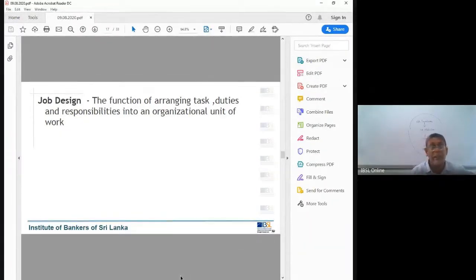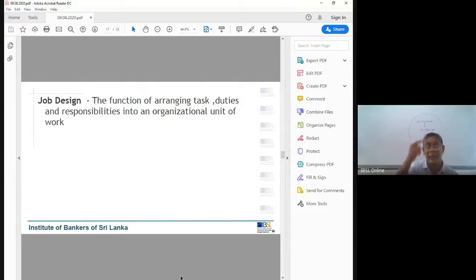successfully. So job design, therefore, is the function of arranging tasks, duties, responsibilities into an organizational unit of work that you have as a work unit as a banking assistant. Now you know what we mean by job design. Right? What is job design? Arranging tasks, duties, responsibilities.